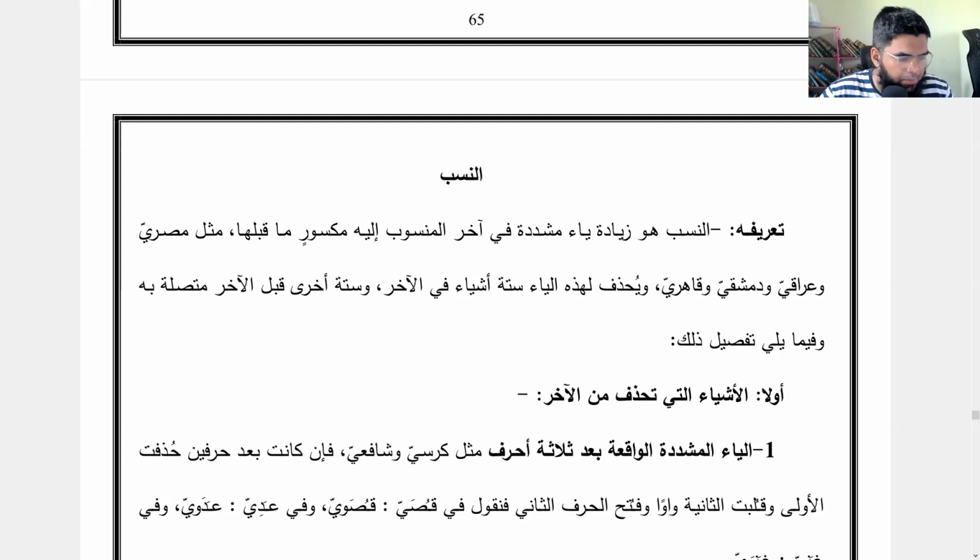So first, let's see what is nasab's definition. النسب هو زيادة ياء مشددة في آخر المنسوب إليه مكسور ما قبلها. Nasab is you add a ya at the end. Like in English, we say Indian, IAN. Similarly, in Arabic, we add this ya to say something is related to something.